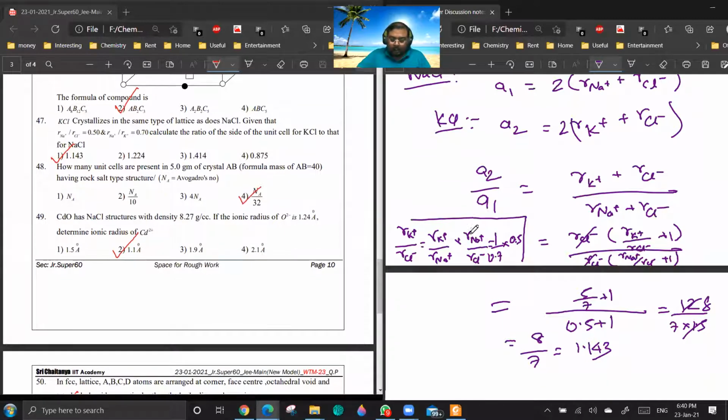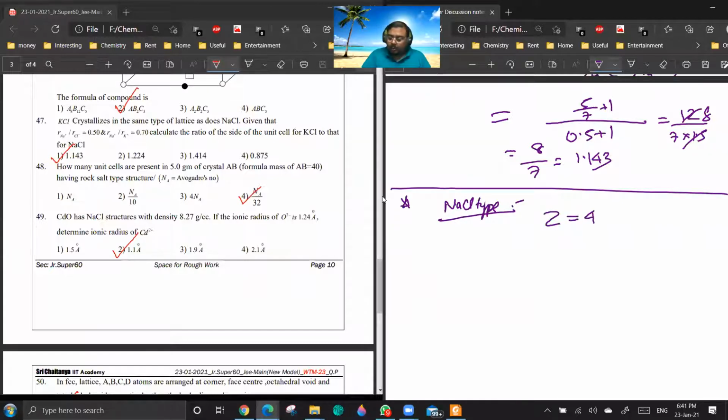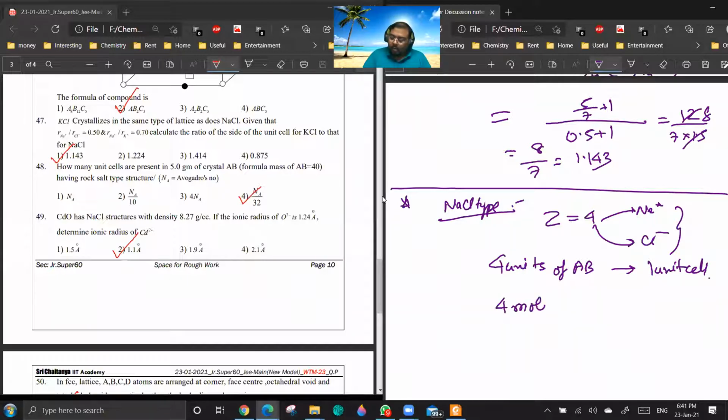48. How many unit cells are present in 5 grams? Okay, so I have discussed this point in the class that if you have an NaCl type of structure, then the effective number of formula units Z will be 4, means you'll have 4 Na plus and 4 Cl minus. So you have 4 units of AB in 1 unit cell. Yes or no? Yes, sir. Okay, so in 1 mole of unit cells, how much will you have?